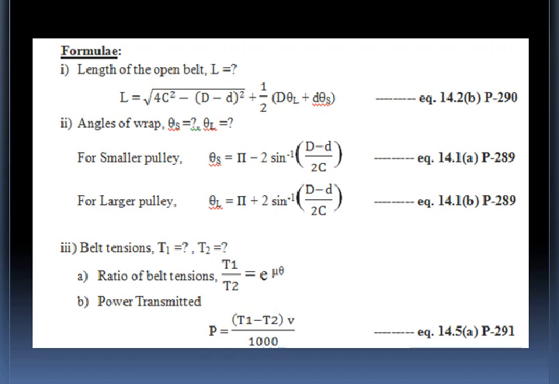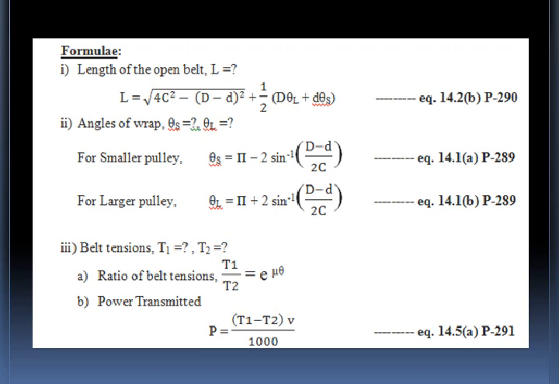Next, angle of wrap. Here these two are the unknowns, theta L and theta S, that we need to find. That can be evaluated by using equation 14.1a, b, page number 289. Equation 14.1a evaluates the smaller pulley: theta suffix S is equal to pi minus 2 sine inverse of (capital D minus small d) divided by 2c. And theta L, for the larger pulley, angle of wrap for larger pulley, theta suffix L is equal to pi plus 2 sine inverse of (capital D minus small d) divided by 2c.